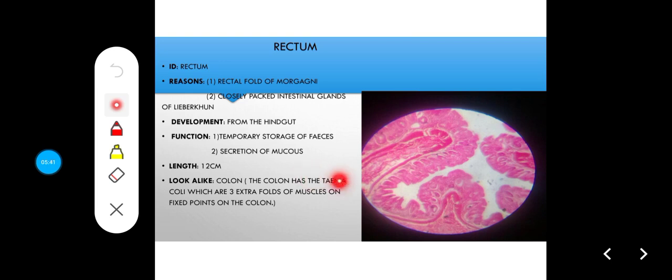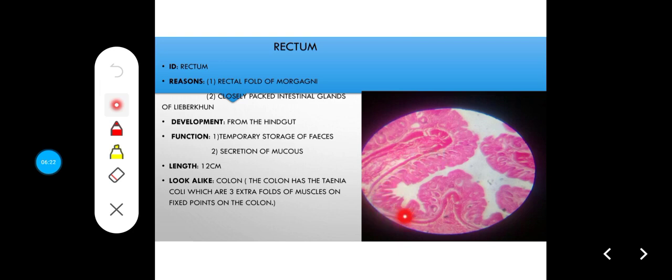So the colon has tenia coli, which are 3 extra folds of muscle on fixed points on the colon. We've seen that previously, the clumps of muscle, the bands of muscle that form the tenia. But in the rectum, you will not find that. You will just find the regular structure of the gastrointestinal tract, which is the mucosa, the submucosa, the muscularis, which has an inner circular and the outer longitudinal muscle layer. The outer longitudinal muscle layer in the rectum is uniform and continuous, so it covers the whole part of the rectum, unlike the one you see in the colon.